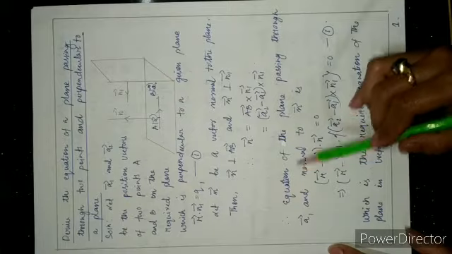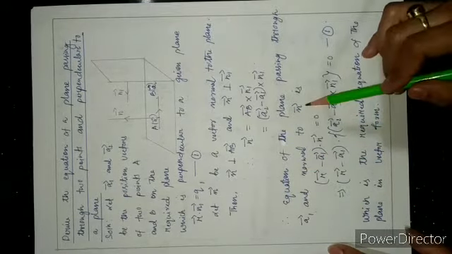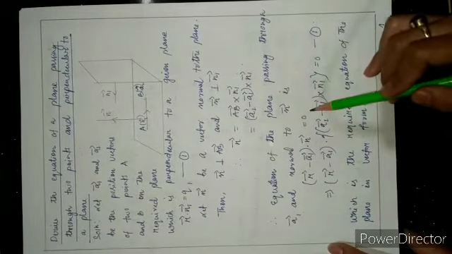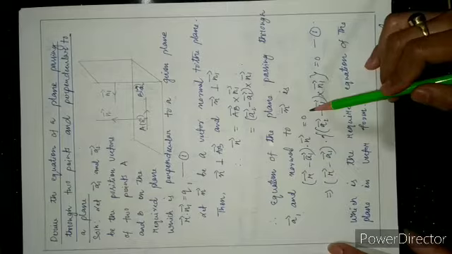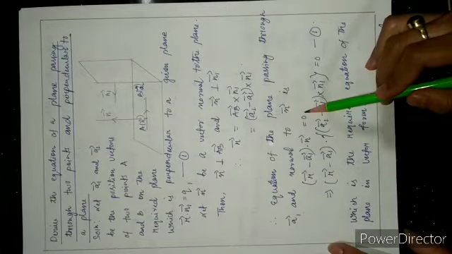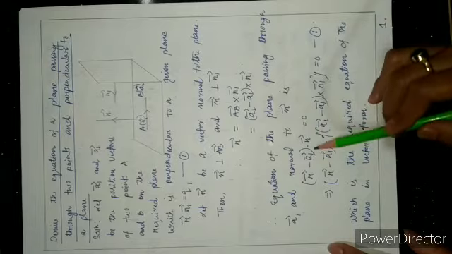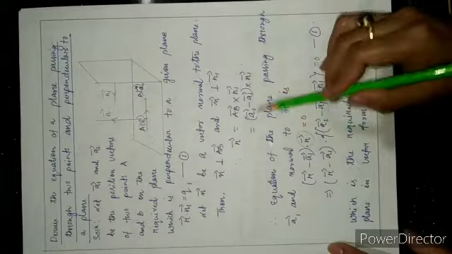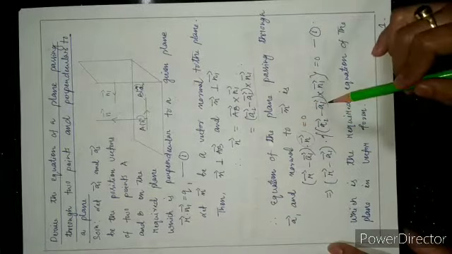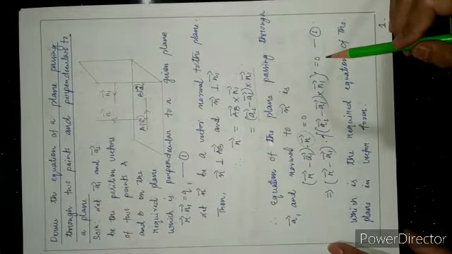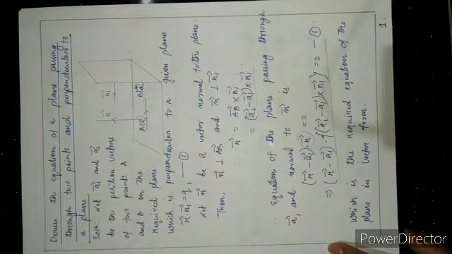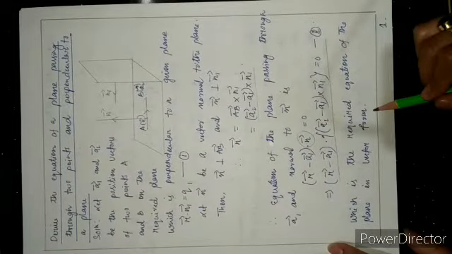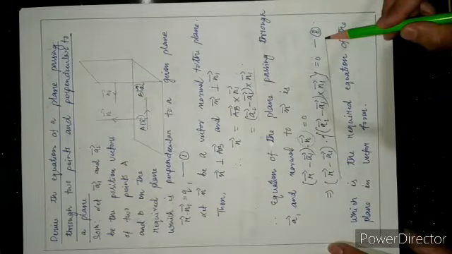The plane passing through a point a1 vector and normal to n vector has the equation r vector minus a1 vector dot n vector is equal to 0. Replace this n vector by a2 vector minus a1 cross product of n1 vector, so r vector minus a1 dot a2 vector minus a1 cross n1 vector will be equal to 0. This is equation number 2, which is the required equation of the plane in the vector form.